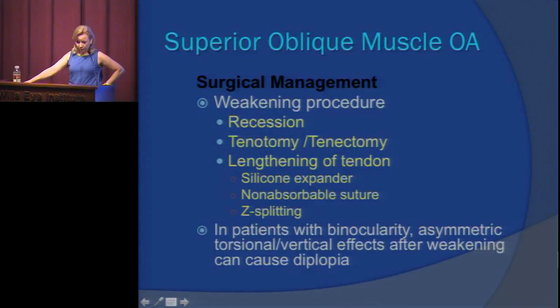It's important to remember that when you're doing surgery on the superior oblique muscle, patients with binocularity can have significant torsional and vertical effects from weakening the superior oblique. So you want to be very careful because these will cause torsional diplopia, which can be very difficult to treat.